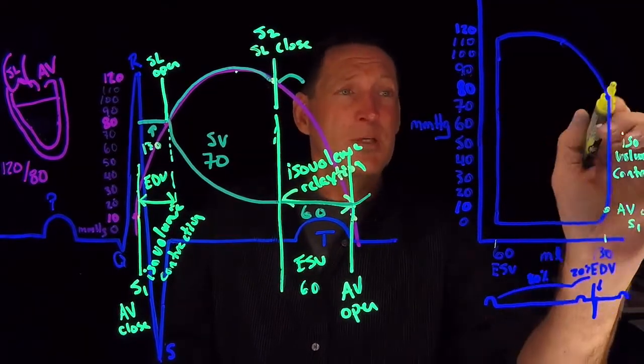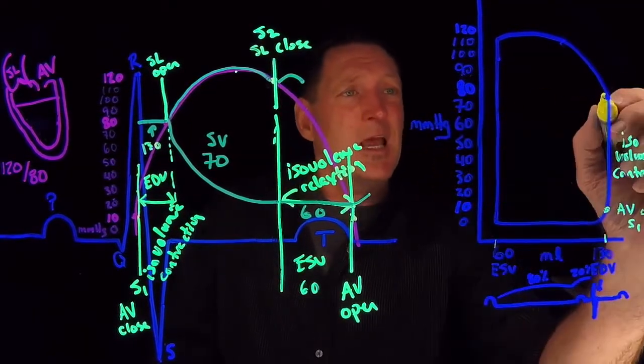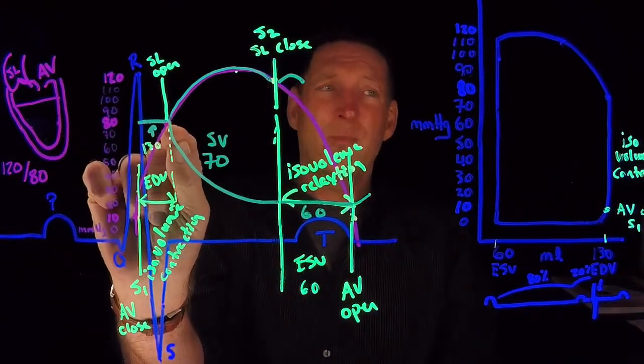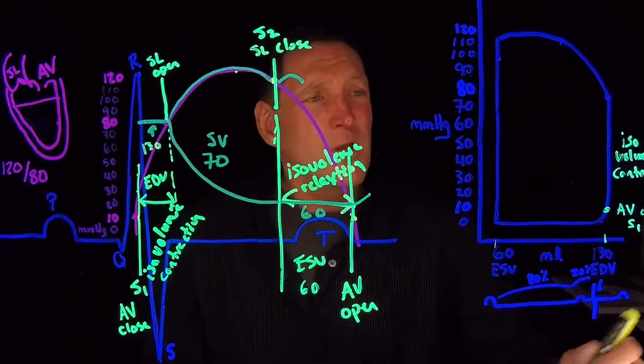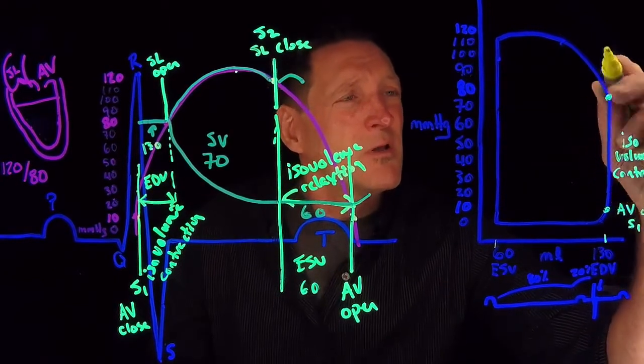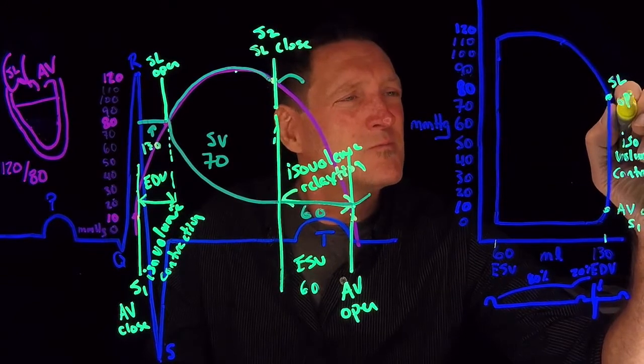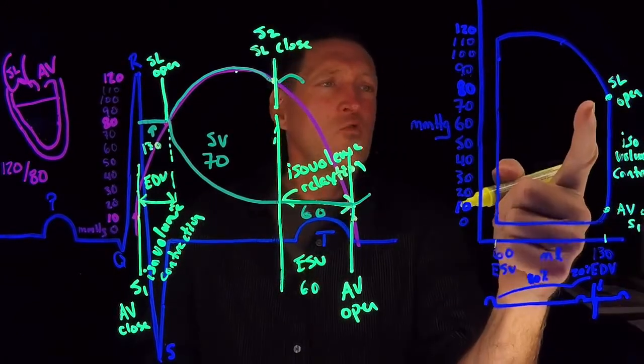Now as I move up this direction, I hit 80, and at 80, just like it happened over here, I open my semilunar valve. Same thing with here. I'm going to open my semilunar valve. Semilunar valve is going to open. All right? Now I'm going to move back this direction.